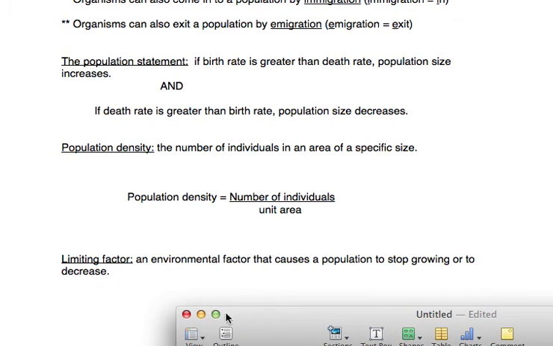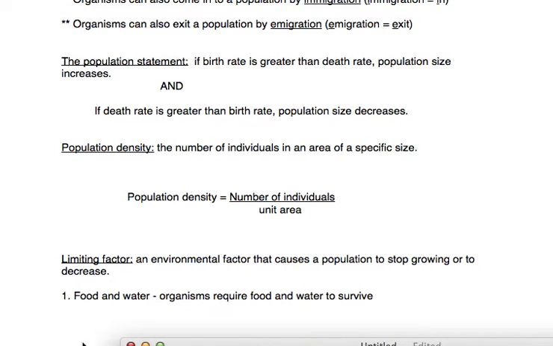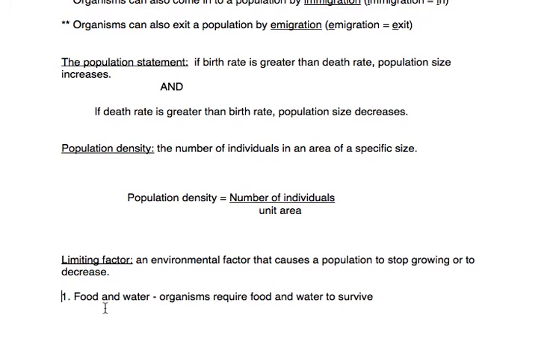And there are three things that our book talks about. The first is food and water. It's pretty simple. Organisms require food and water to survive, and if you don't have enough of it, they can't live. And so either they're going to die out or they're going to leave the population. They're going to go elsewhere to find that food and water so they can survive. Now, organisms that can move around, it's a lot easier for them to just leave a population. But there are some organisms that can't move around, that can't leave. So an example is like maybe your lawn during the summer.